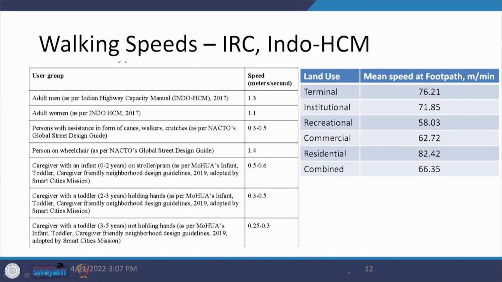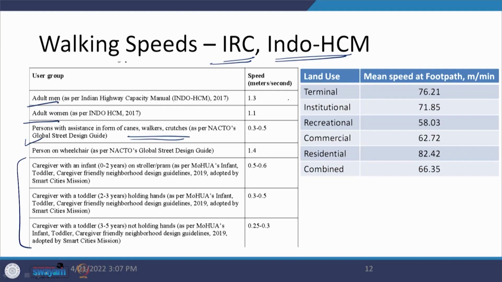The next thing which we can talk about here is the walking speed. Now, walking speeds have been defined by the Indian Roads Congress in its own guidelines, that is IRC 103, as well as in the Highway Capacity Manual of India which came up in 2017. There also the values have been specified, and what you can see is that these values have been specified now for different categories of users. So, we have adult men and women, we have people who are going to utilize our facilities by way of different assistive devices, or people who are moving around with small children, the toddlers, the infants, and therefore the speeds are going to be further restricted.